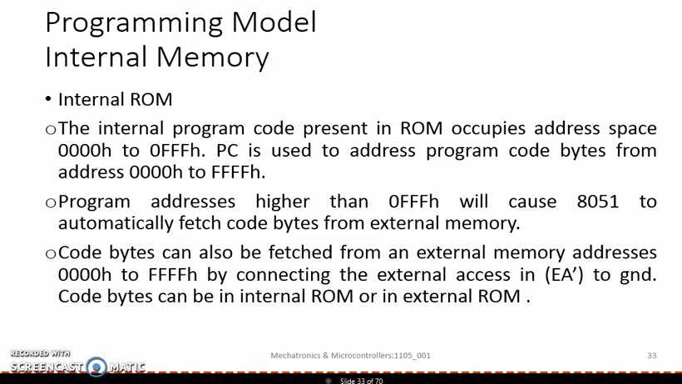Internal ROM: the internal program code present in ROM occupies an address space from 0000H to 0FFFH. The program counter is used to address the program code bytes from the address 0000H to FFFFH. Program addresses which are higher than 0FFFH will cause 8051 to automatically fetch code bytes from external memory. Code bytes can also be fetched from external memory addresses by connecting the external access EA bar pin to ground. Code bytes can be in internal ROM as well as in external ROM.